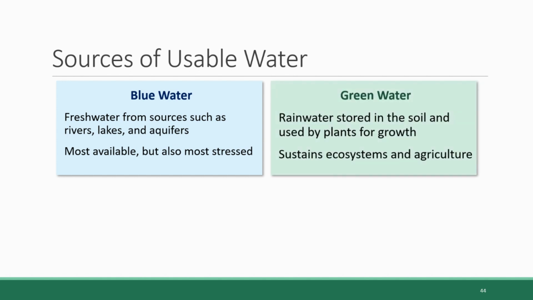Green water is rainwater that's stored in the soil and used by plants for growth. It's used to sustain ecosystems and agriculture, although here in Arizona, our agriculture really isn't sustained by green water, it's sustained by irrigation with blue water.